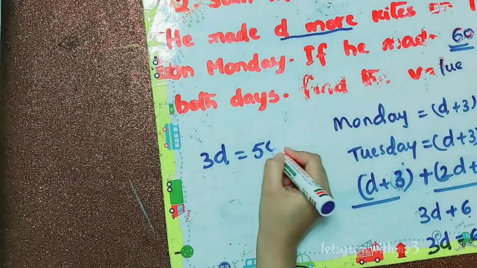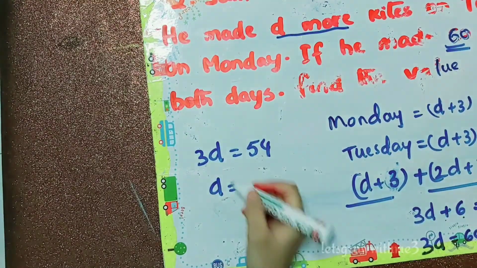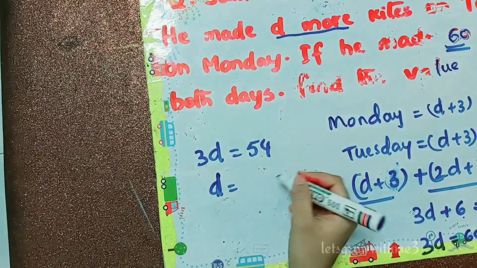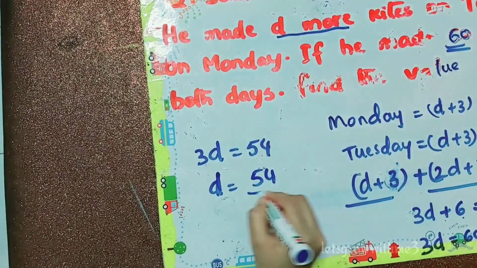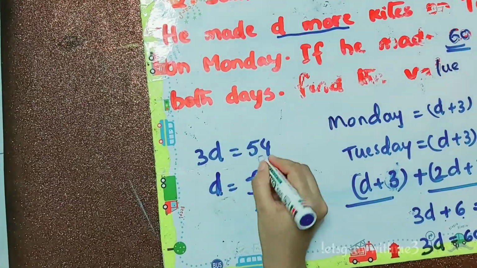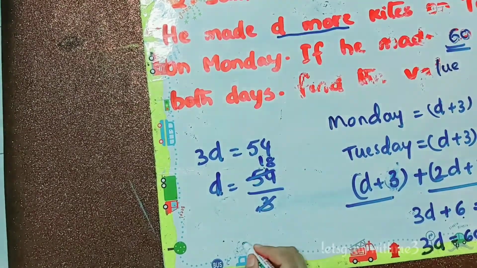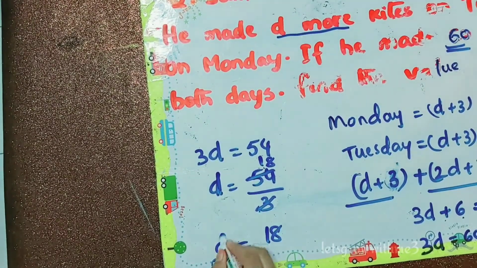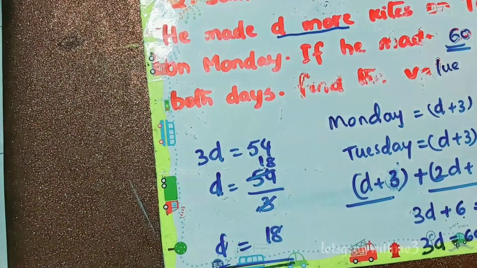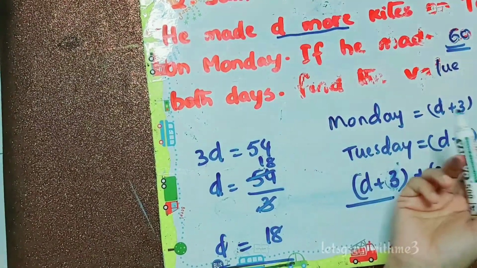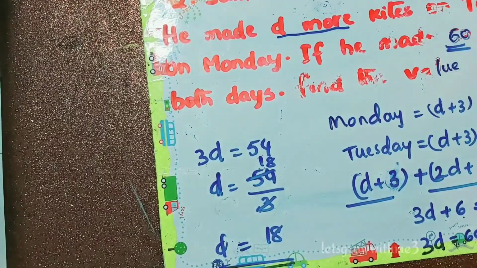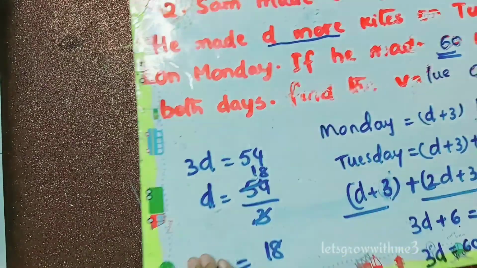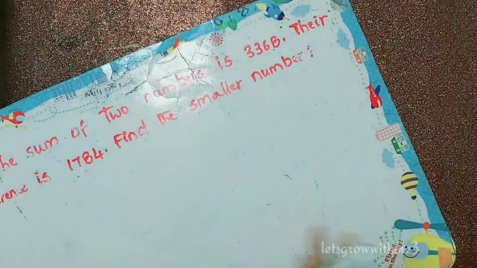Then what is the D value? I told you, right? Whatever we need, we keep on the left hand side, and the remaining all we need to send to the right hand side. So 54 over 3, which is equal to 18. So we got D is equal to 18. That means when you compare Monday and Tuesday, he made 18 kites more on Tuesday compared to Monday.